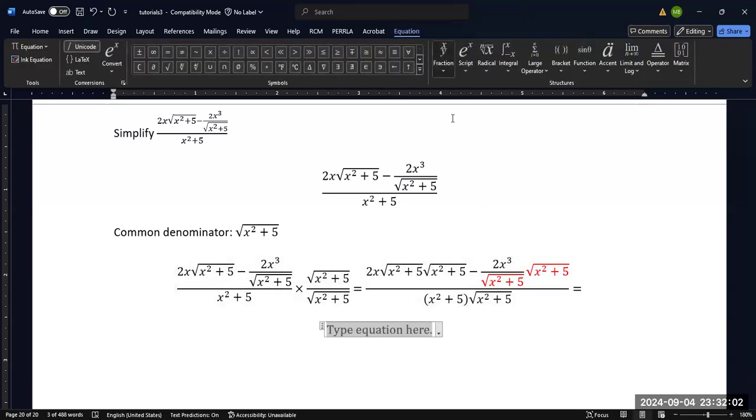So my numerator is going to simplify as 2x times x squared plus 5, because square root times square root with the same thing underneath it gives me just the thing. Square root of 2 times square root of 2 is 2. And so that's essentially what we have there. And then the other one, the one that was in the fraction and the multiplier, they cancel. And so I'm left with 2x cubed.